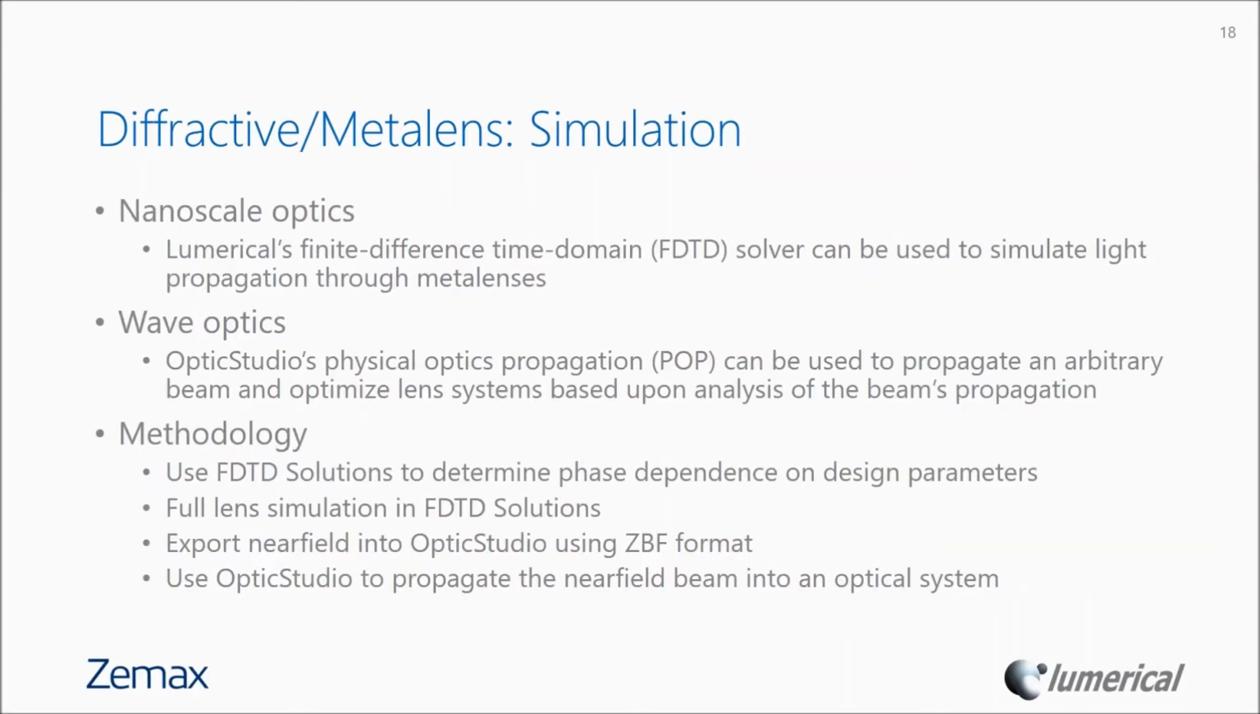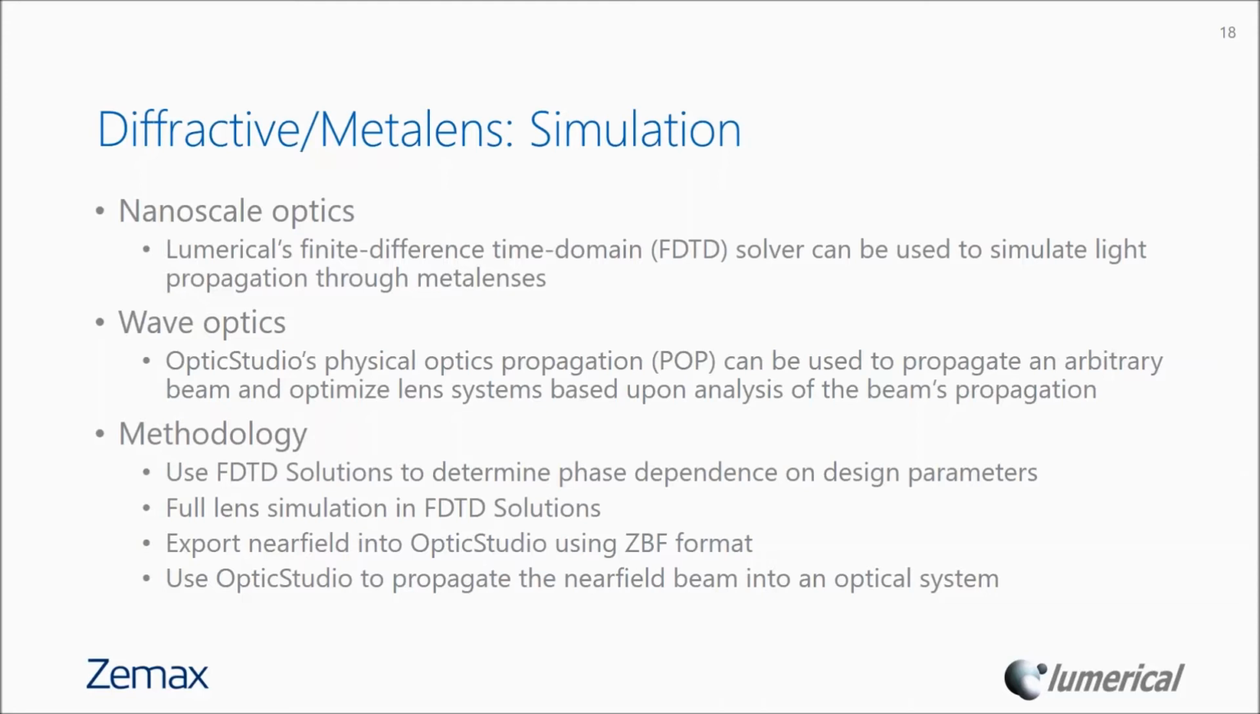So here, Lumerical's FDTD, or finite difference time domain solver, can be used to simulate light propagation through the metalenses themselves, and that will include all the effects of these sub-wavelength scale features. OpticStudio's physical optics propagation tool can be used to propagate an arbitrary beam and optimize a lens system based upon analysis of the beam's propagation.